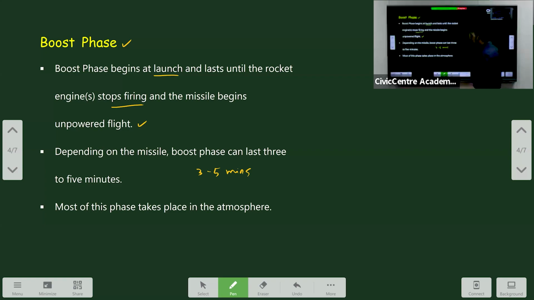What do I mean by that? For example, a missile is fired at this point. Okay, and if this is the path and this is the atmosphere we are talking about, most of this boost phase is going to be in the atmosphere.